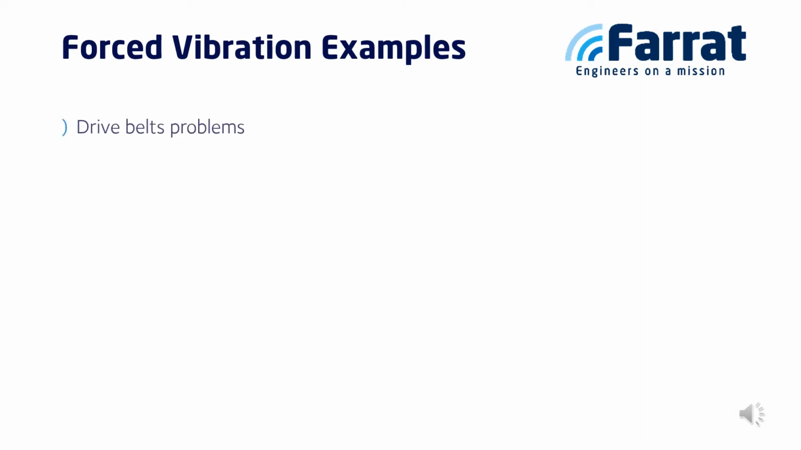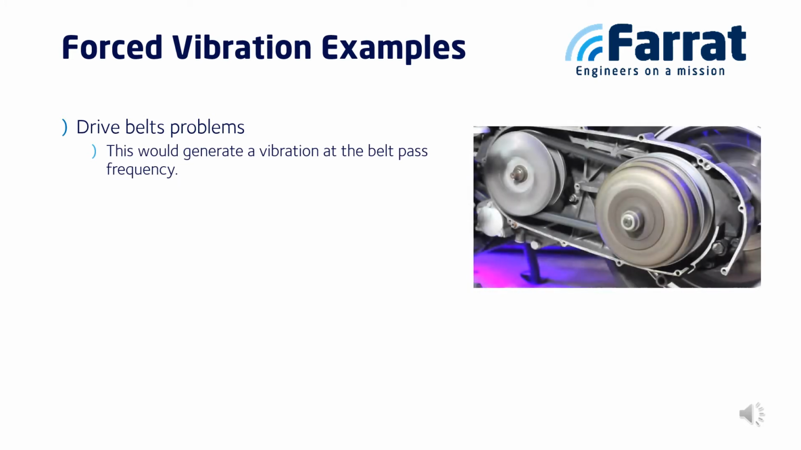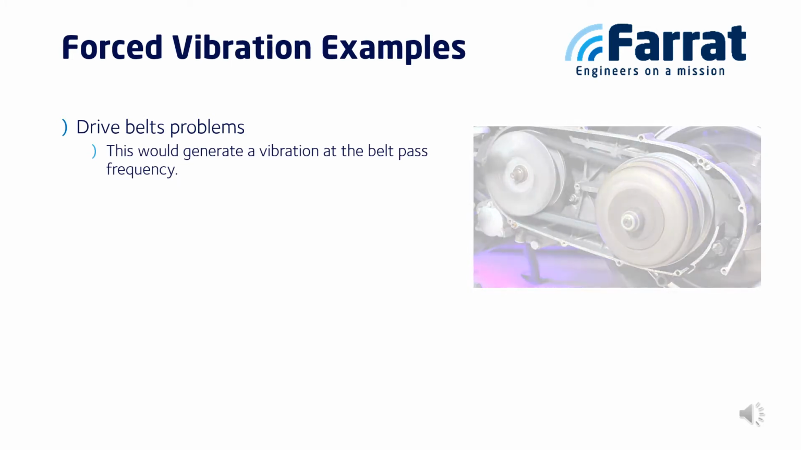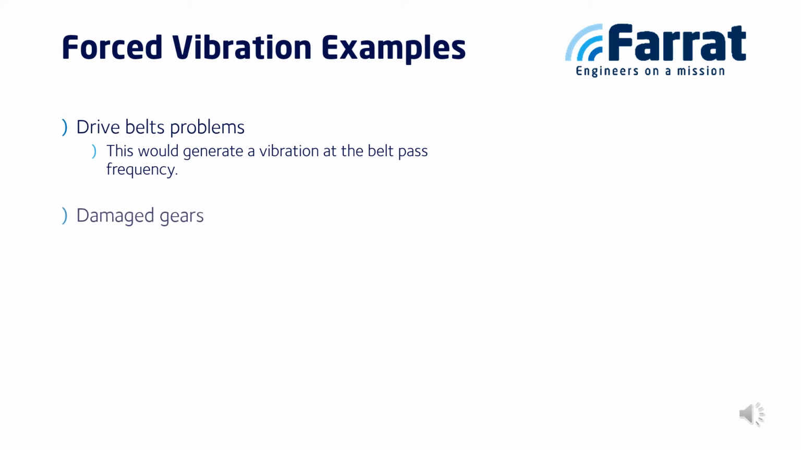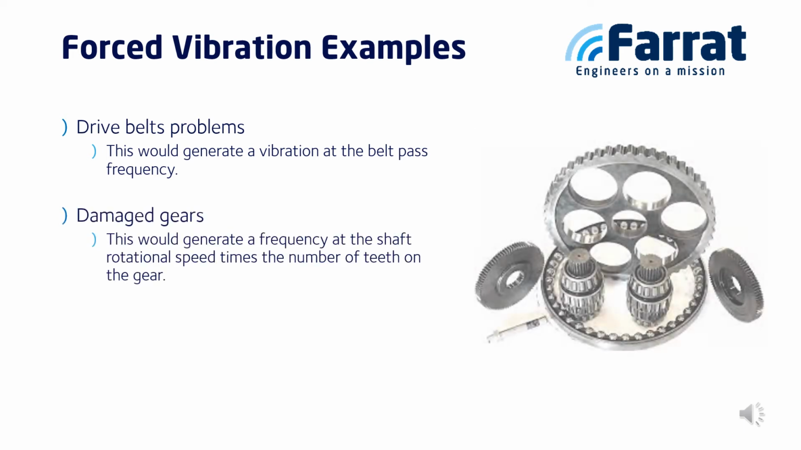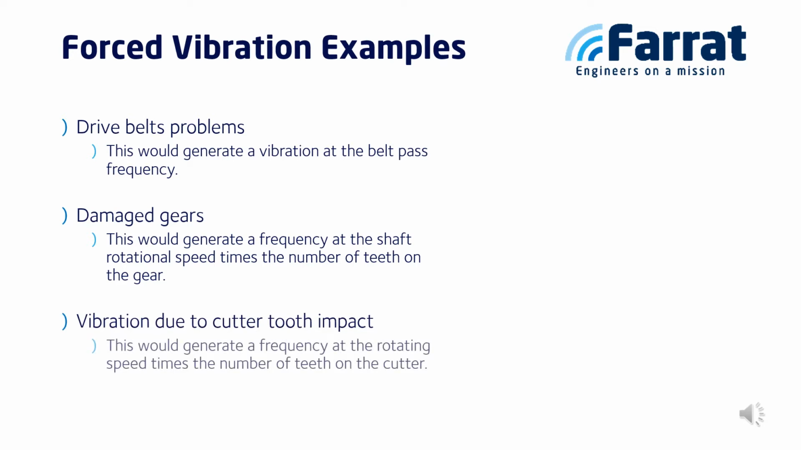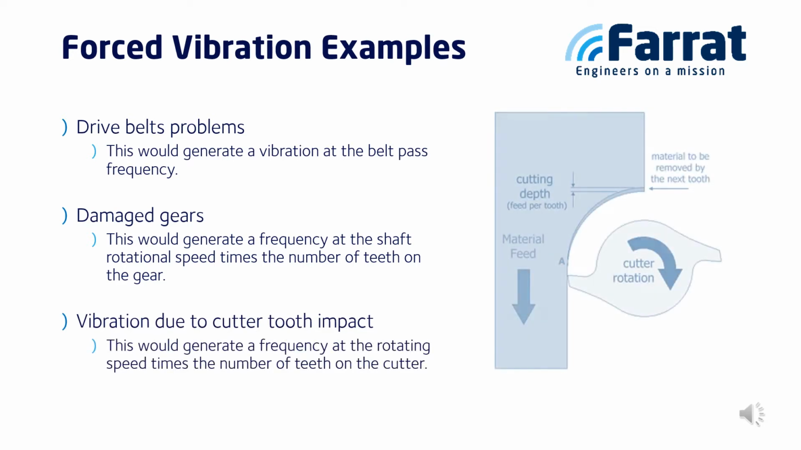There are also drive belt problems, which generate a vibration at the belt pass frequency, as well as damaged gears, which generate a frequency at the shaft rotational speed times the number of teeth on the gear, or vibration due to cutter tooth impacts, which would generate a frequency at the rotating speed times the number of teeth on the cutter. As with all of these examples, the result will end in imperfections to the finished product as well as operational inefficiencies.